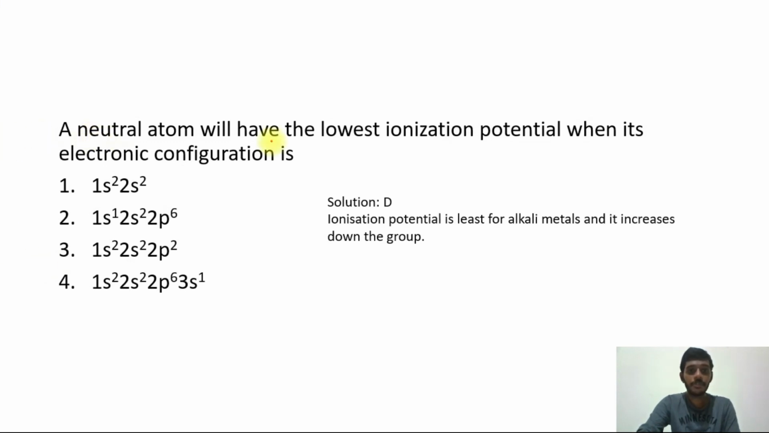A neutral atom will have the lowest ionization potential when its electronic configuration is. The options are given as 1s2 2s2; 1s2 2s2 2p6; 1s2 2s2 2p6; and 1s2 2s2 2p6 3s1. Ionization potential is least for alkali metals, the group 1 metals, and it decreases down the group. So the correct answer will be D. Option 4 is the right answer.